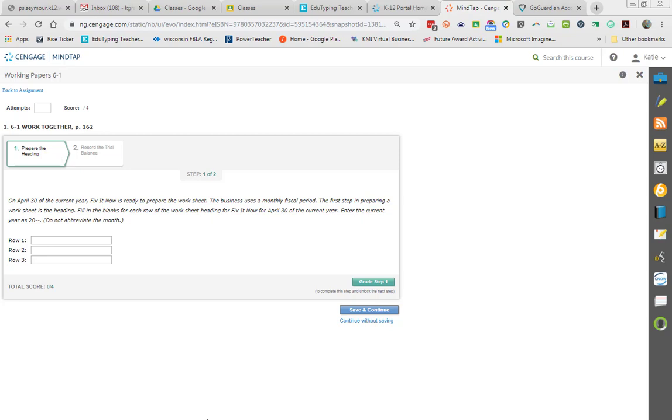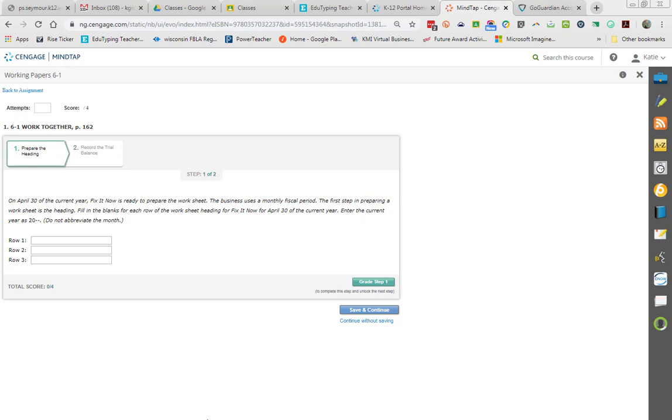The first step in preparing a worksheet is the heading. We want to fill in the blanks for each row of the worksheet heading for Fix It Now for April 30th of the current year. Enter the current year as 2000 and do not abbreviate the month.